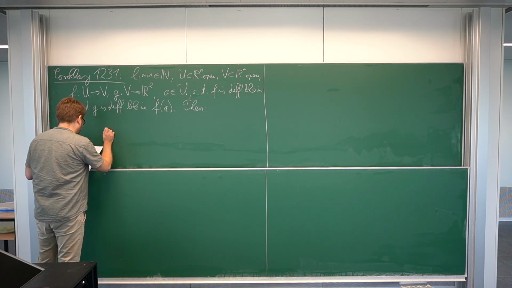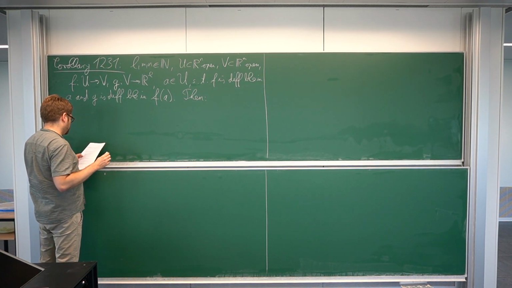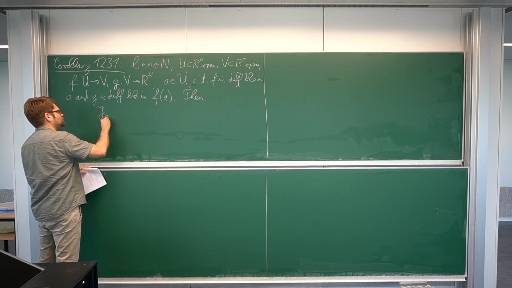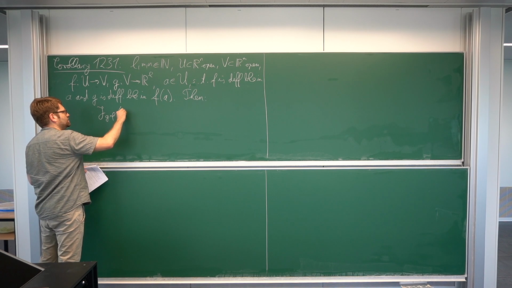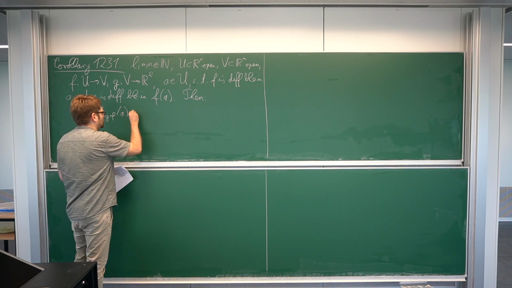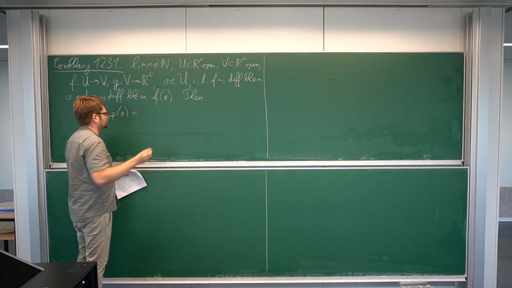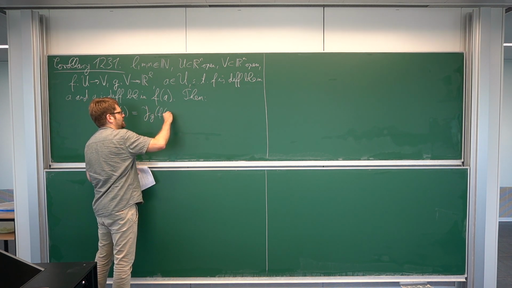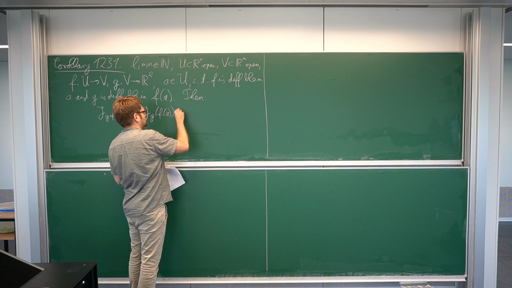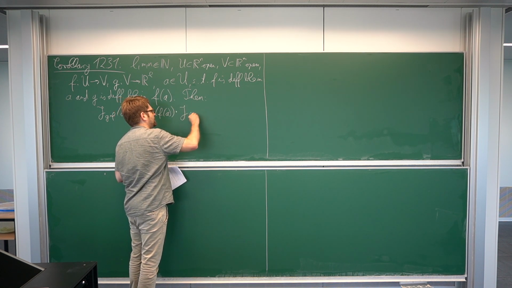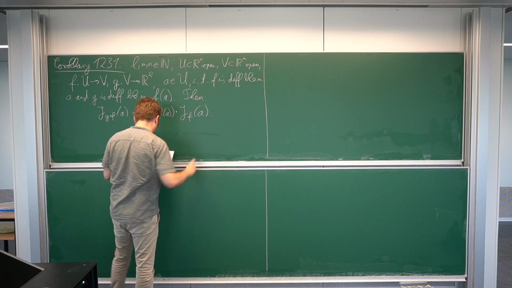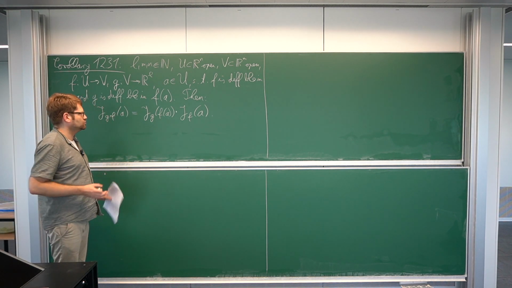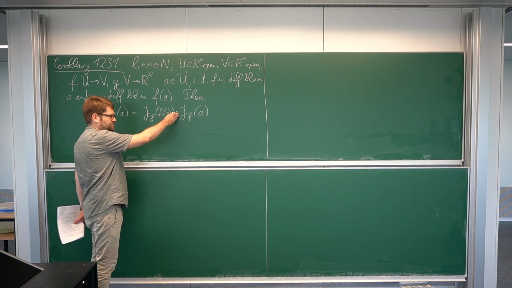So then the Jacobi matrix of g composed with f in the point a is the product of the two individual Jacobi matrices, namely the Jacobi matrix of g in the point f(a) times the Jacobi matrix of f in the point a. So this product of the two matrices, this matrix multiplication, is just purely algebra.